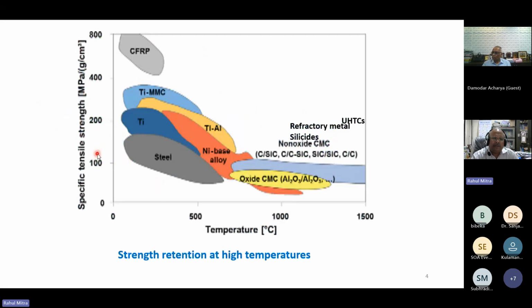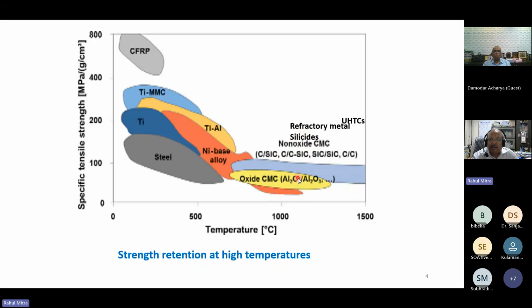Now, if we see the plot of specific tensile strength versus strength retention at high temperature, we start the graph from carbon fiber reinforced composites, then titanium matrix metal matrix composites, and basically all these are at low temperature. CFRP is carbon fiber reinforced plastics, then steels. Metals and alloys go up to about 700, 800 degrees centigrade. After that, the problem is oxidation. Nickel-based superalloy can go a little higher, up to 1100 degrees centigrade, but the strength comes down significantly. In this temperature regime, the ceramic matrix composites and refractory metal alloys are the options where we are trying to operate.